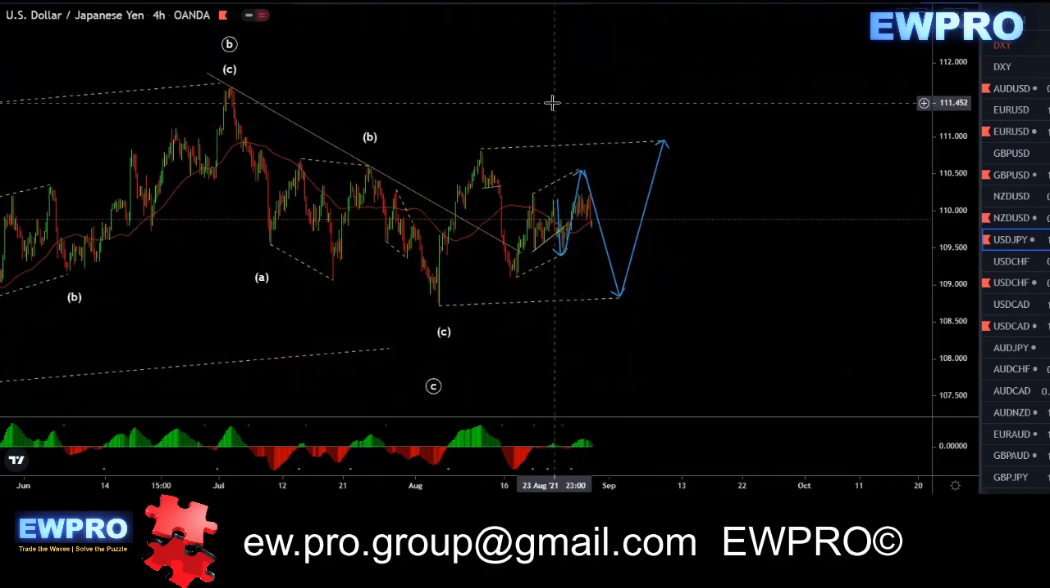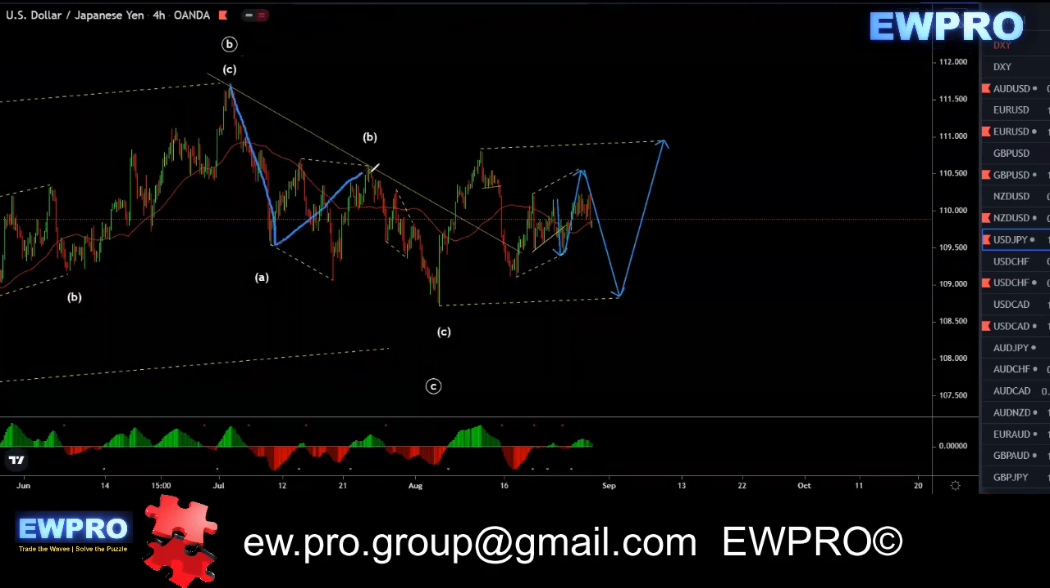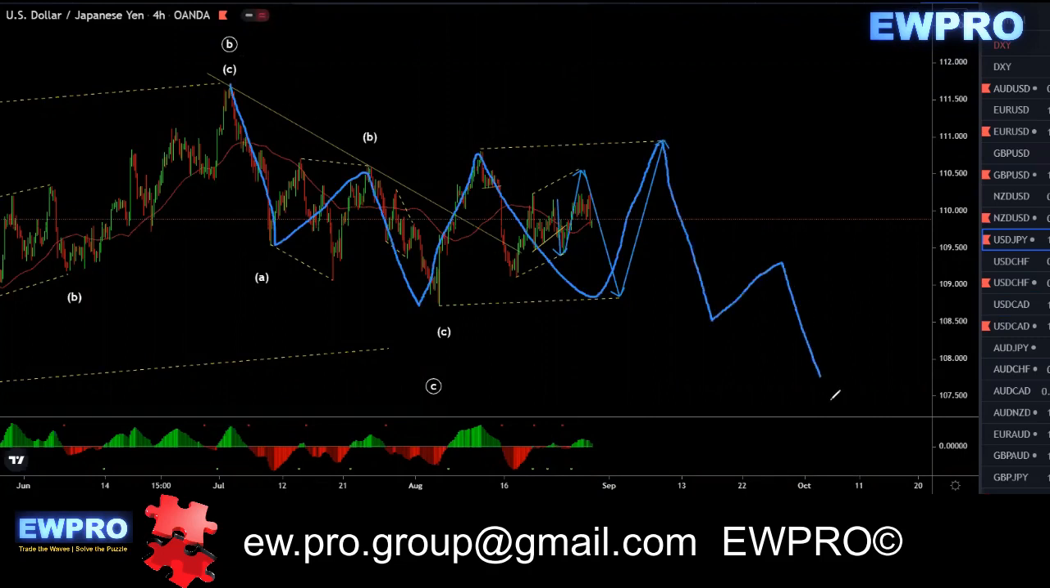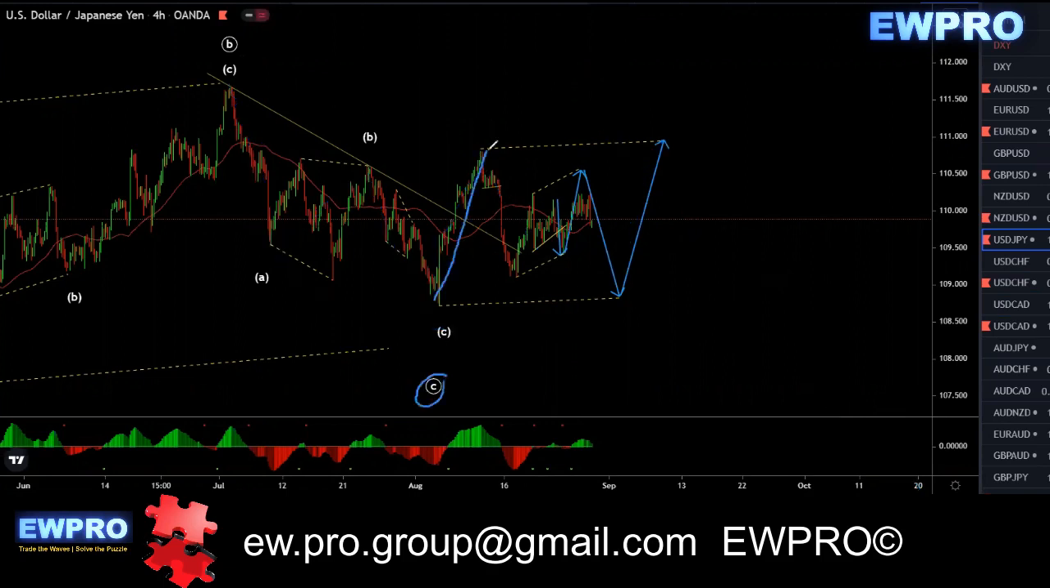weekly outlook. So we got this 1, 2, 3. Looking at 1, 2, 3. So we get a double 3 there, and then we may get 5 down, because this is so choppy in here. If this was the end of wave C, we should have just broken out and then given a nice correction and then more upside.